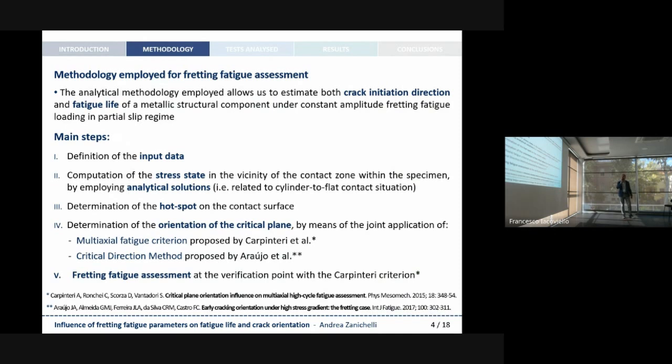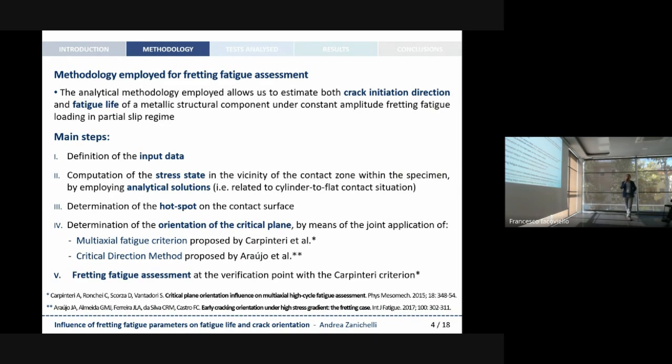So now, let me describe the methodology employed, that is quite similar to the one of the previous presentation. The analytical methodology employed here allows us to estimate both crack nucleation direction and fatigue life for metallic structural components subjected to constant amplitude fretting fatigue loading in partial slip regime. The main steps are as follows. Firstly, the input data needs to be set. Then the stress state is computed in the vicinity of the contact zone within the specimen. And as I already said, we can employ either analytical solutions or numerical models.